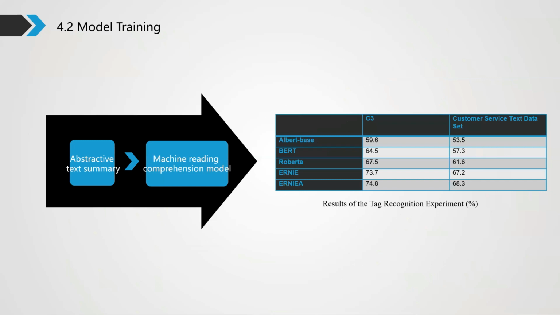The model is trained on the abstractive text summary dataset. Then the pre-trained model is used to build a machine reading comprehension model, consisting of an encoder and decoder. The pre-trained ERNIE model is wrapped as the encoder of the model. Then train the model to solve the selected machine reading comprehension problem. The result is shown in the right table. We can see from the table that the proposed machine reading comprehension model with the sentence level pre-training, which is called ERNIE A, has better performance on the C3 dataset and the customer service text dataset. So the effectiveness of the method is proven.